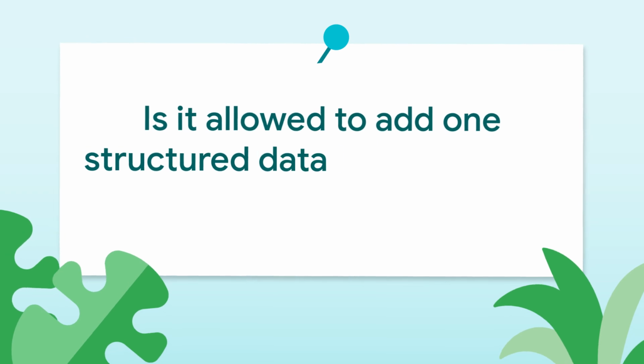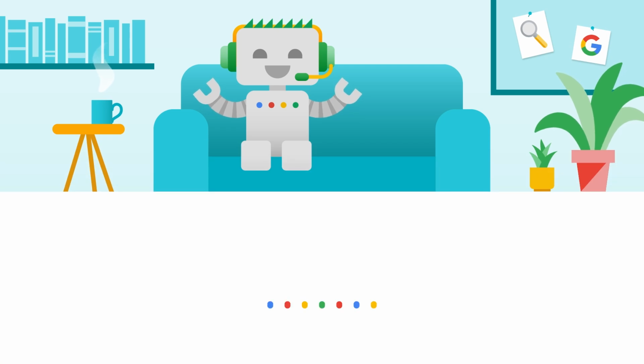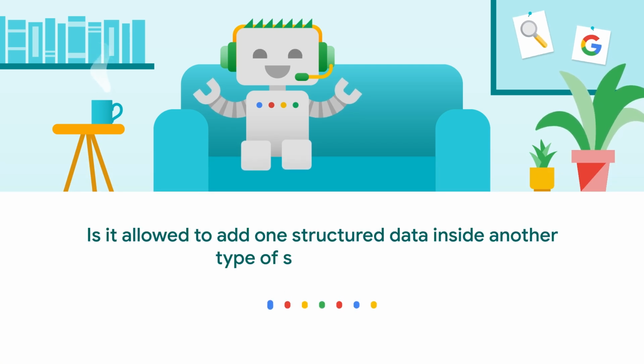Prabal is asking, is it allowed to add one structured data inside another type of structured data? For example, adding carousel structured data inside Q&A structured data. Yep, nesting your structured data can help us understand what the main focus of the page is. For example, if you put recipe and review at the same level, it's not as clear as telling us that the page is a recipe with a nested review. This means that the primary purpose of the page would be a recipe and that the review is a smaller component of that. As a tip, always check the specific feature documentation to see if there are any more notes about combining various structured data types.